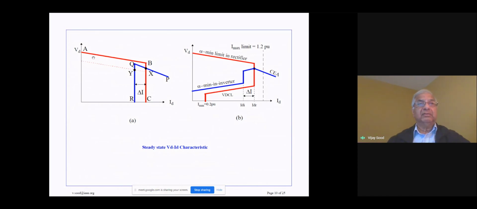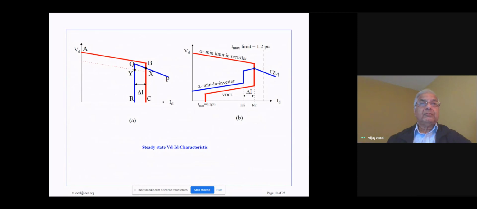So now you can see that the rectifier has this characteristic shown in red. The inverter has this characteristic shown in blue. And wherever these two characteristics intersect, that will be the operating point for the DC transmission system. So for instance, this point X over here defines the operating point for the two converters. The rectifier is operating on constant current characteristic. The inverter is operating on its constant voltage characteristic, or the constant extinction angle characteristic. And this point X now defines the operating point for the transmission system.